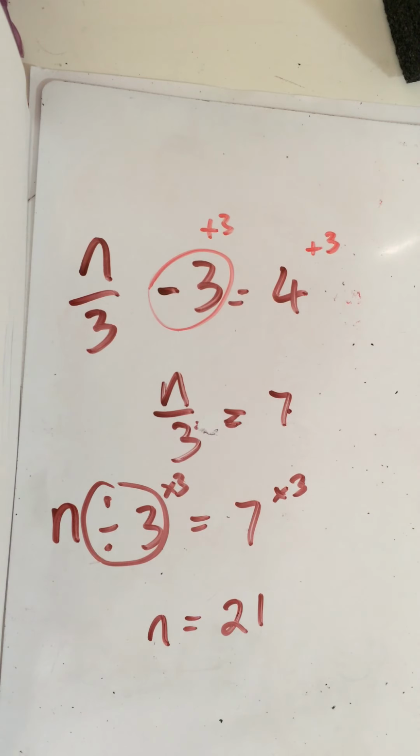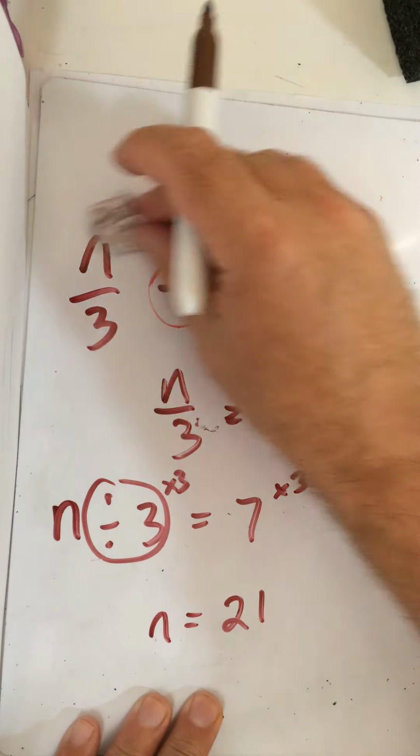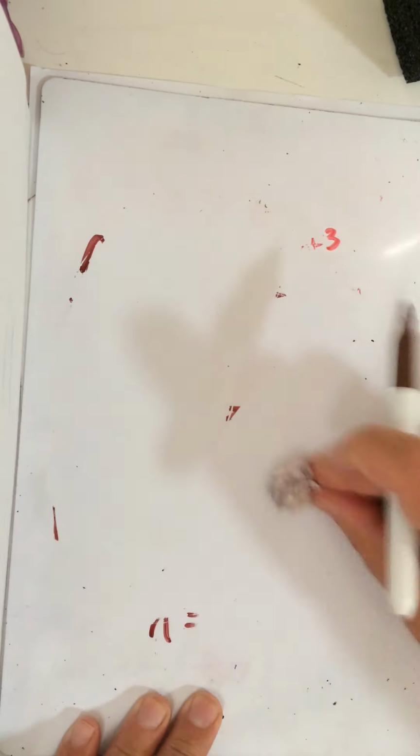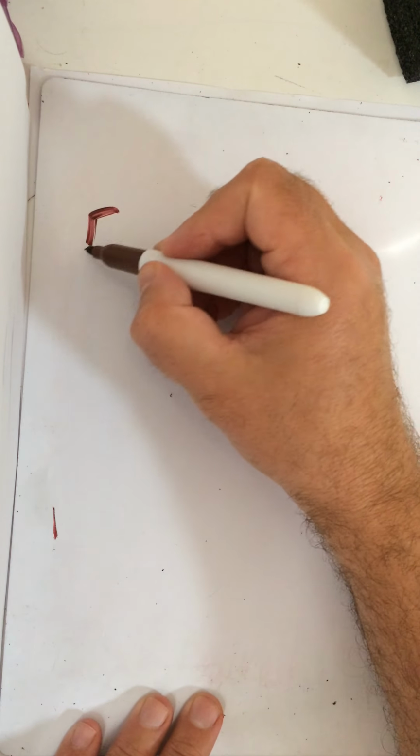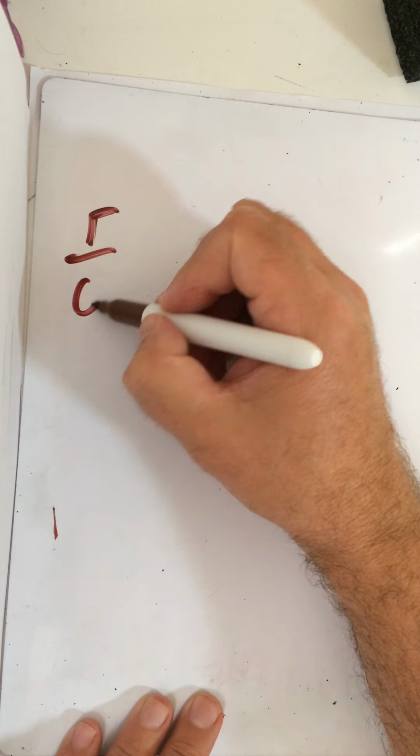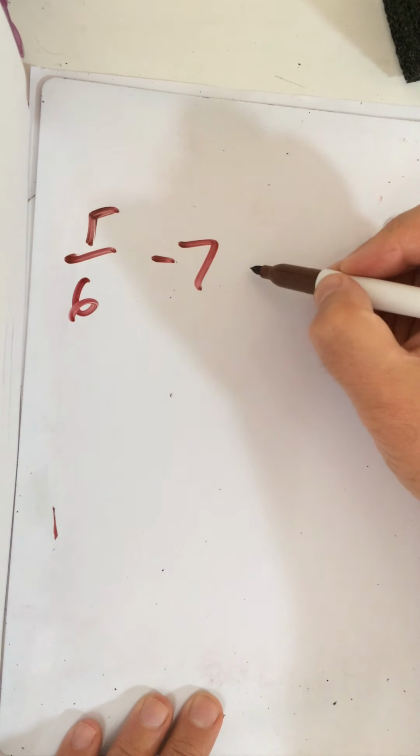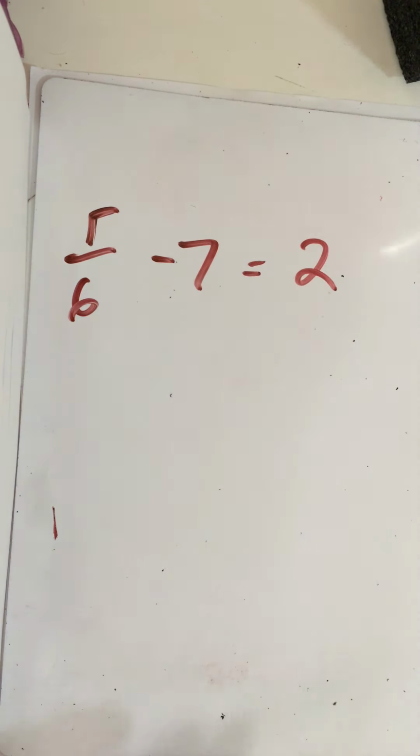Have a go at this one, please. It's important that we have a proper go at these, rather than just waiting for me to do it for you, because you will not be learning anything otherwise. Equals 2. Pause the video, have a go at that, please.